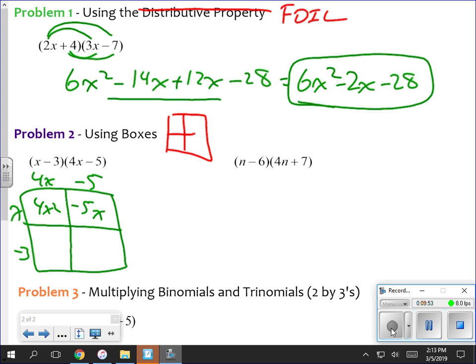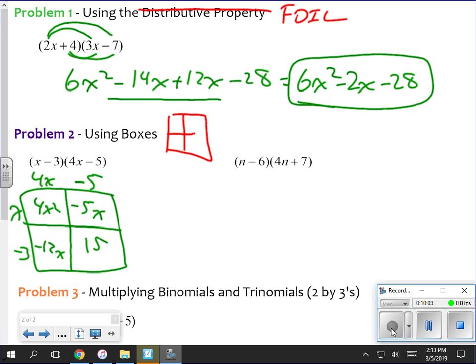-3 times 4x. -3 times 4, that's -12 with an x. Negative 3 times negative 5 gives me positive 15. Okay, so that's just multiplying them.